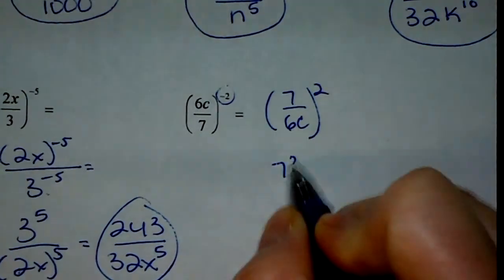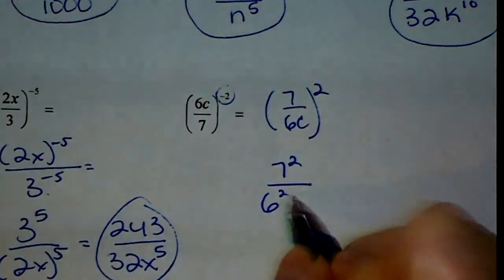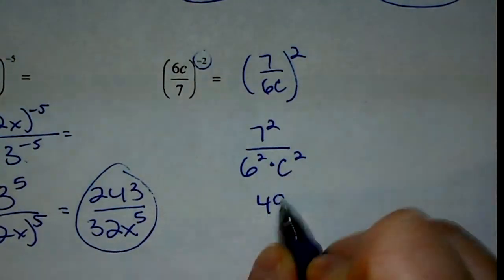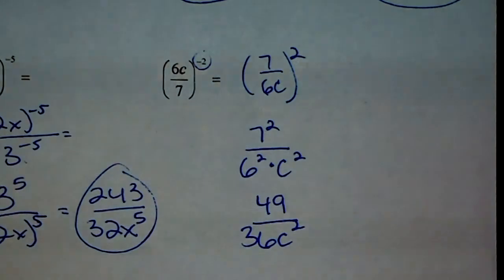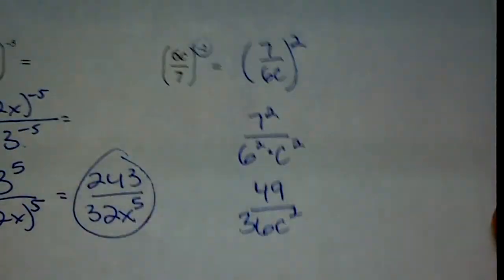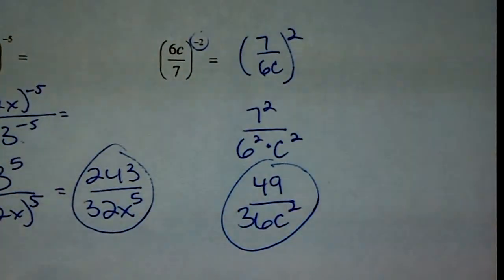So this means 7 squared over 6 squared times c squared. 7 squared is 49, 6 squared is 36, and c squared is, we don't know, so we're just going to leave it alone. And then you're done.